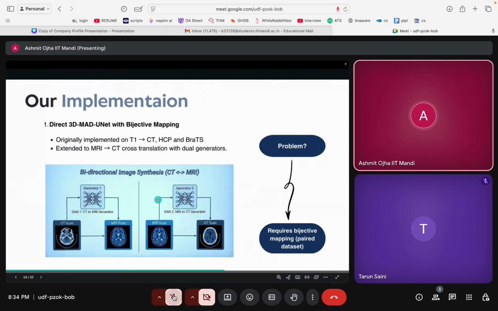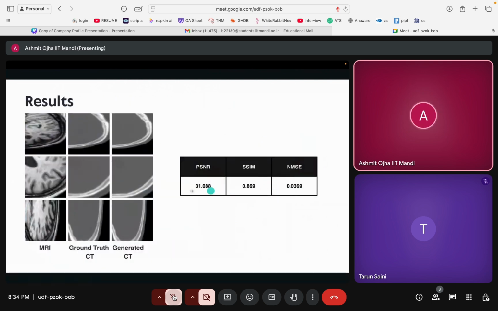We have two generators. One converts CT to MRI and one converts MRI to CT, and these are trained independently. The problem is that it requires bijective mapping of paired datasets, which we actually have, but for extension, we try to remove it. The results on this architecture were pretty good. We were able to get a PSNR of around 31, and the ground truth and generated CT were matching pretty well as well.